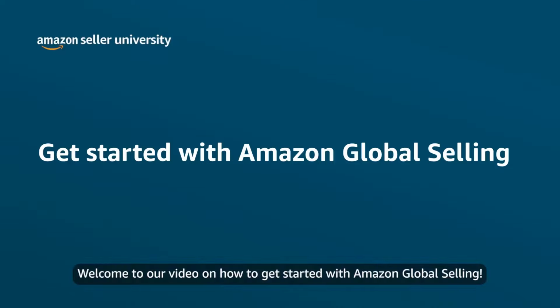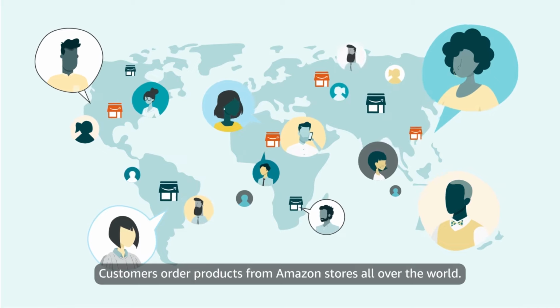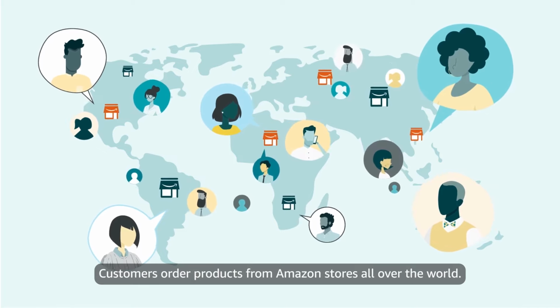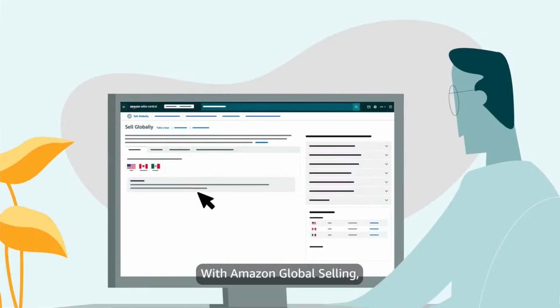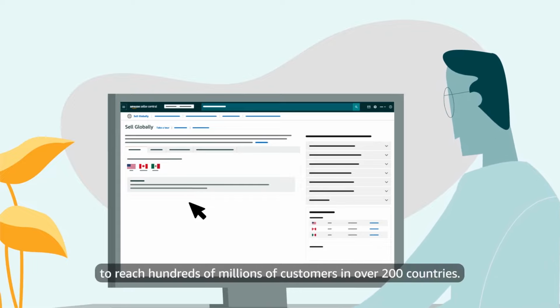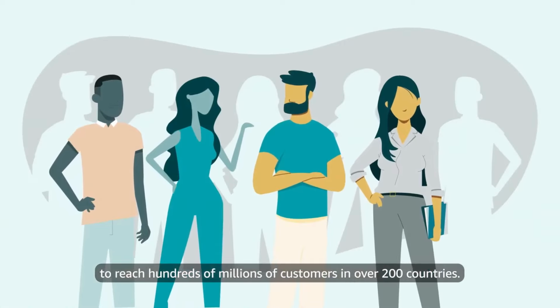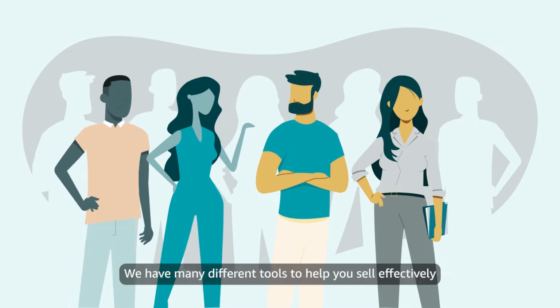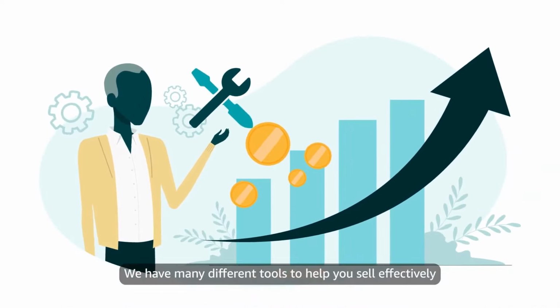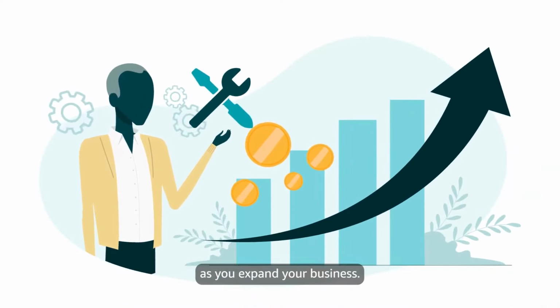Welcome to our video on how to get started with Amazon Global Selling. Customers order products from Amazon stores all over the world. With Amazon Global Selling, you can use our state-of-the-art tools to reach hundreds of millions of customers in over 200 countries. We have many different tools to help you sell effectively as you expand your business.